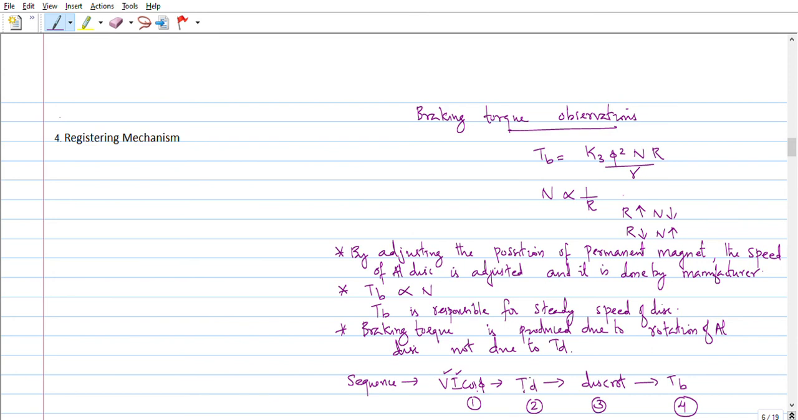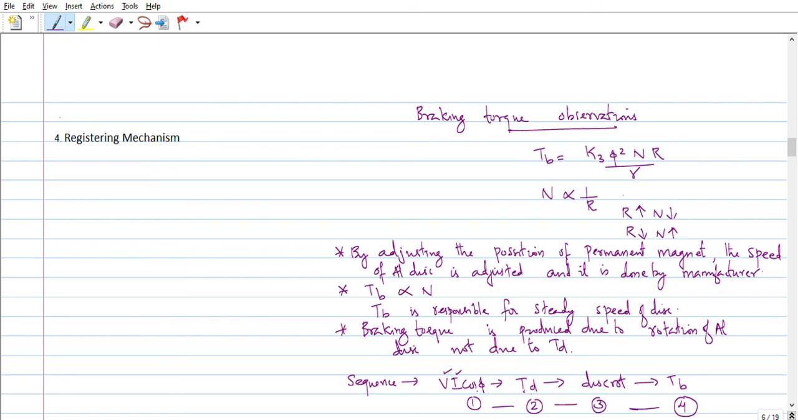ഡ്രൈവിംഗ് ടോർക്ക് ഡെവലപ്പ് ചെയ്ത് കഴിഞ്ഞാൽ ബ്രേക്കിംഗ് ടോർക്ക് ഡെവലപ്പ് ചെയ്യുമോ, ചെയ്യത്തില്ല. വൺസ് ഡ്രൈവിംഗ് ടോർക്ക് ഡെവലപ്പ് ചെയ്ത് ഡിസ്ക് റൊട്ടേറ്റ് ചെയ്ത ശേഷം മാത്രമേ ബ്രേക്കിംഗ് ടോർക്ക് ഡെവലപ്പ് ചെയ്തുള്ളൂ. സോ the sequence should be 1, 2, 3 and 4. ഇതിനകത്ത് ഒന്നും സ്കിപ്പ് ചെയ്ത് പോകത്തില്ല. 2ൽ നിന്ന് ഡയറക്റ്റ് 4 പോകാൻ പറ്റത്തില്ല, because the braking torque is produced once the disk rotates only.